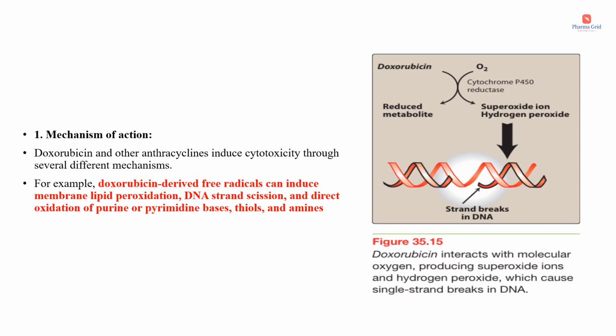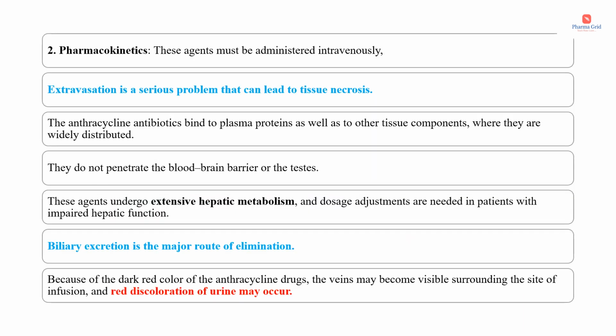Now let's see the mechanism of action of anthracycline antibiotics. Doxorubicin and other anthracyclines induce cytotoxicity through several different mechanisms. For example, doxorubicin-derived free radicals can induce membrane lipid peroxidation, DNA transition and direct oxidation of purine or pyrimidine bases, thiols and amines. Here you can see the diagram that represents the mechanism of action of doxorubicin. Doxorubicin interacts with molecular oxygen producing superoxide ions and hydrogen peroxide, which can cause single strand breaks in DNA.